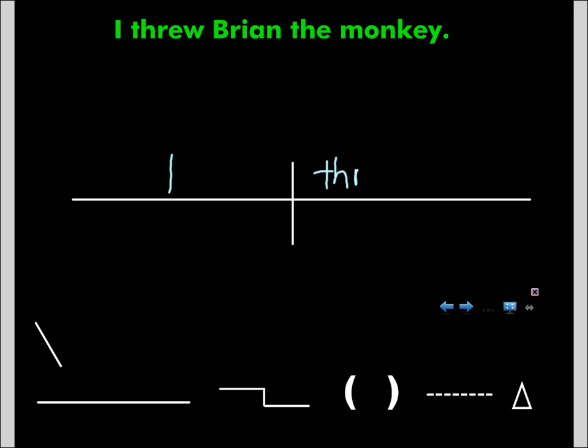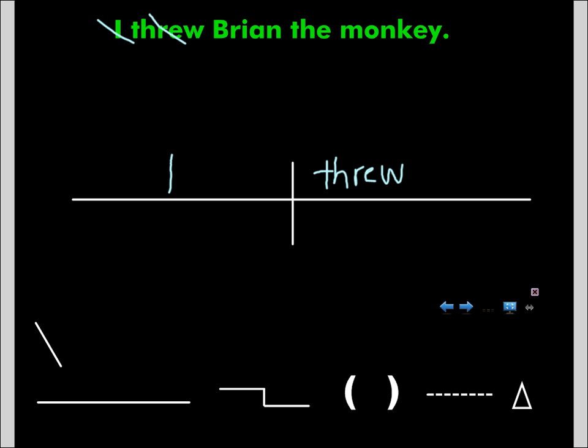Off the verb, the indirect. Okay, so at this point, what do you know? It is an action verb, that's correct, which means that you have a predicate adjective, or a direct object or an indirect object, or both. And what do you have up there? Direct, indirect object, what do you have? Monkey's the direct. Yes. And then Brian's the indirect.